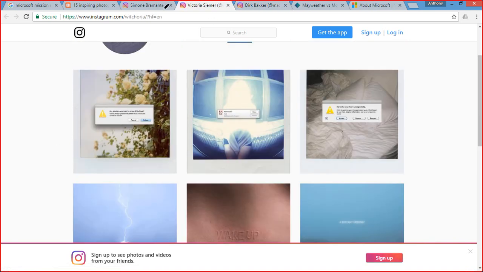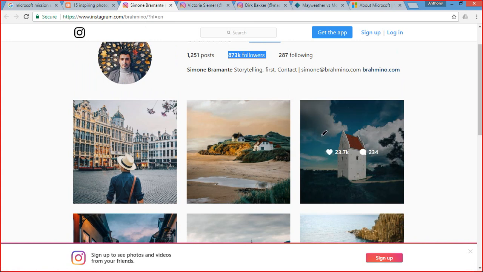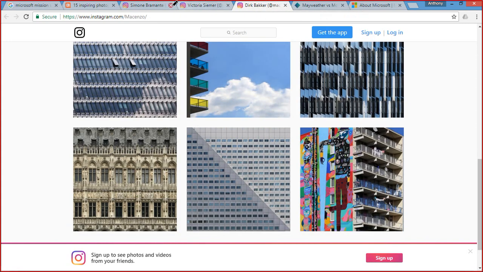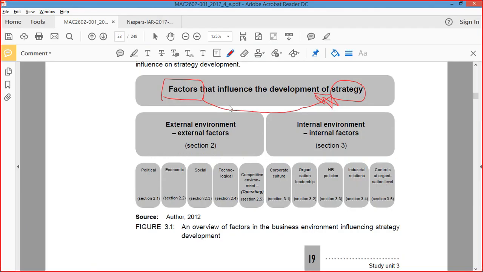So if you look at those 3, all very different styles of photography, but all of them are going to have factors that influence their strategy. So how would you describe the factors? Let's talk more generally. What factors would influence a photographer's strategy? Let's hear from you as a photographer.